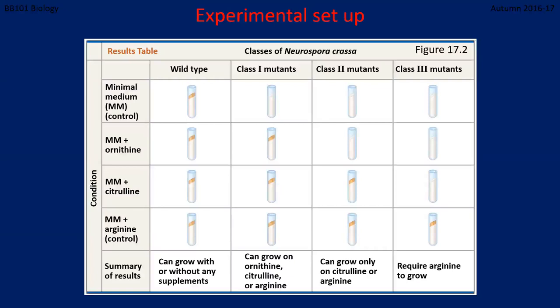The second mutant has only citrulline and arginine. So if you have the minimal media plus ornithine, then there is no growth, but it requires the other two components. The third one is seen only with the presence of the minimal media along with arginine. What that means is that it requires arginine to grow. If there is no arginine, then there won't be any growth.